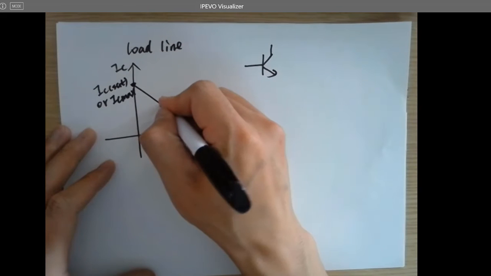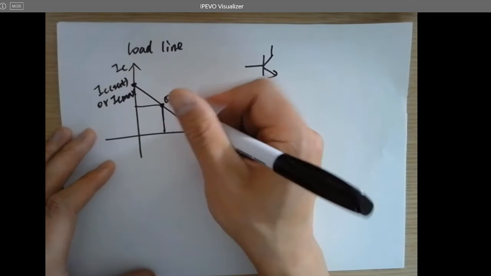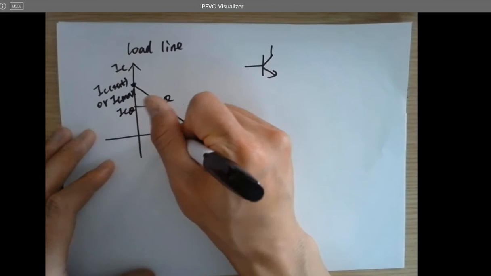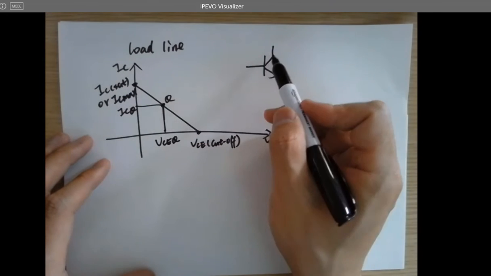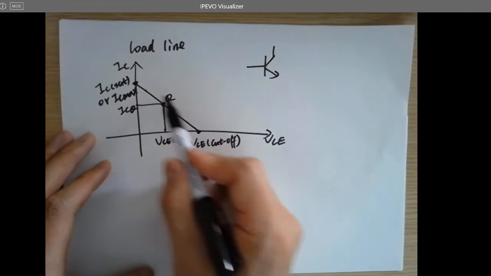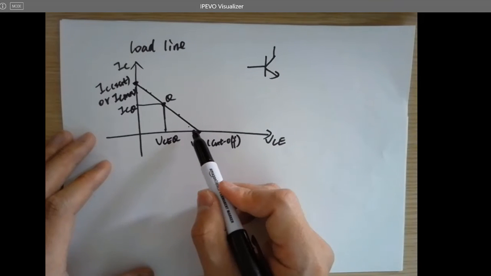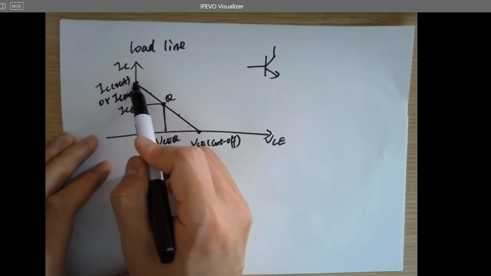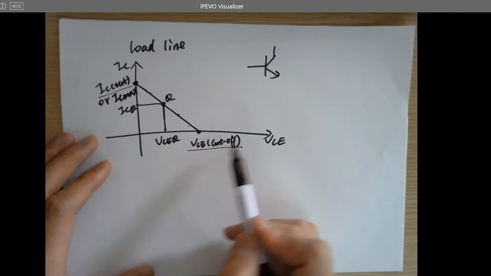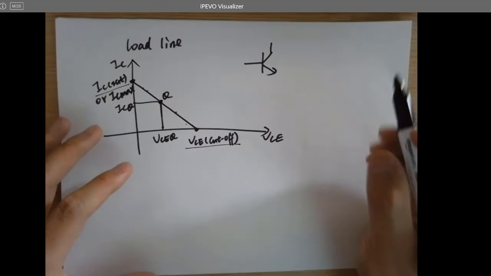And you can find the Q point somewhere and just label it. That's a Q point. And here is ICQ. Here's VCEQ. That's where the NPN junction is being biased. So you can bias this NPN junction at any DC Q point, right? Anywhere, depends on how you bias it. But that's a theoretical maximum IC, and that's a theoretical maximum VCE, but that just won't happen. It's just theoretical values. Why?